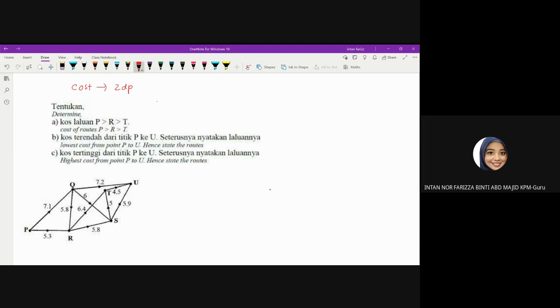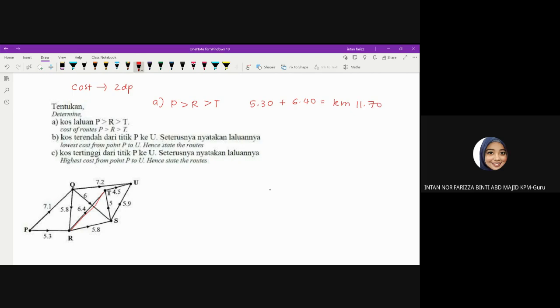Okay, now let's look at A. We're going to find the cost for the roots for P to R to T. Sometimes they don't give you arrow, they will give you this kind of notation, also correct. Tapi I nak you all write in a arrow form. Okay, so PR is what? PR is 5.30. Next R to T. R to T, where's the T? This one is your T. Plus 6 ringgit and 40 cent. 2 decimal places because this is money. So answer is RM 11.70.